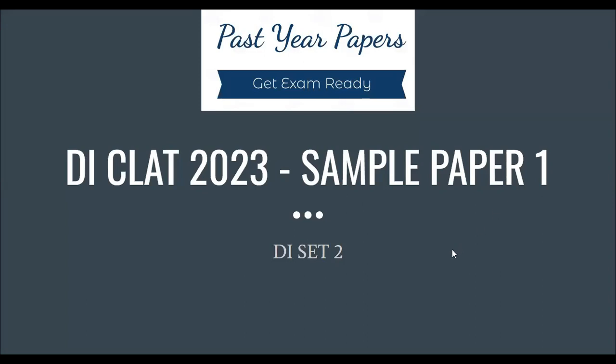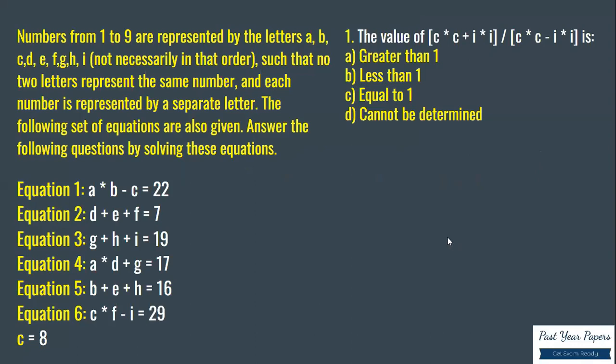So today we'll be solving DI set 2 from sample paper 1 of CLAT 2023. Let's see what is there in the question. Numbers from 1 to 9 are represented by the letters A, B, C, D, E, F, G, H, I, not necessarily in that order, such that no two letters represent the same number.